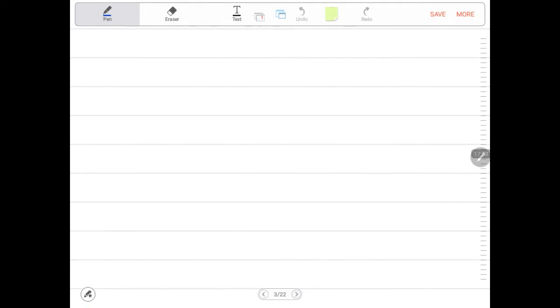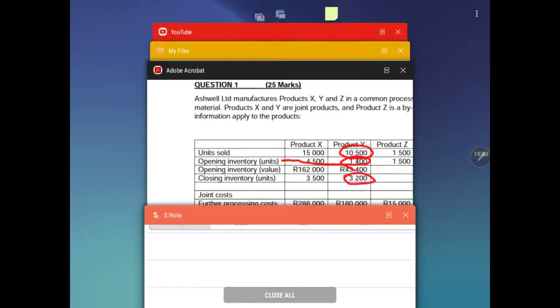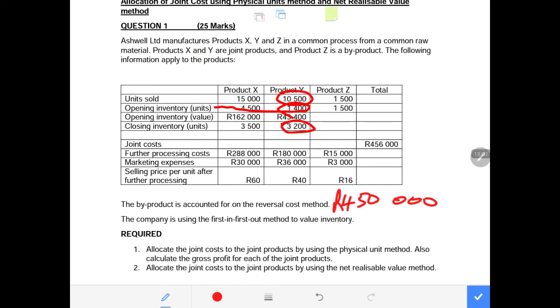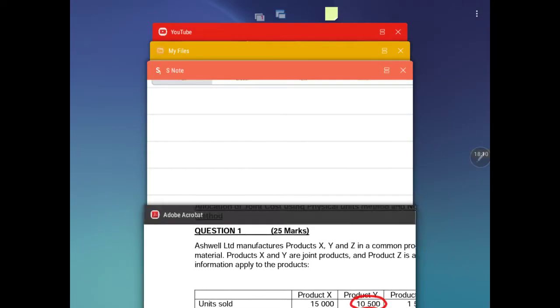Now after we are done with that, let us look at what we are required to do. Allocate our joint cost using physical units, meaning the number of units that were produced during the period, not the ones that were sold. So now let us allocate our joint cost using the physical units. Allocating joint cost.